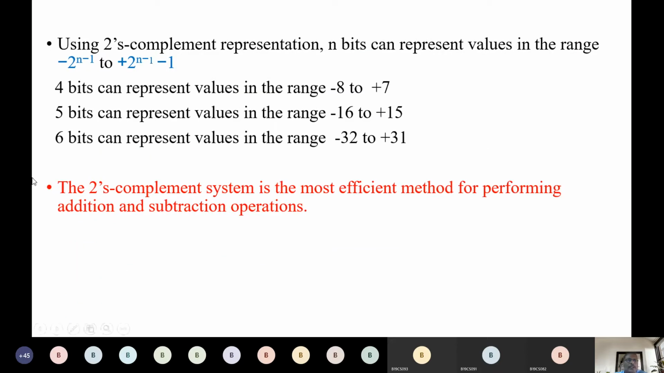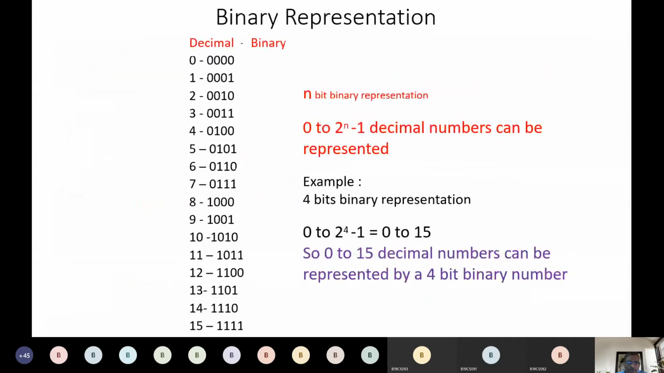As we already know, to represent a 4-bit binary, how many decimal values can we represent using 4-bit binary? We already saw the formula: 0 to 2 to the power of n minus 1. So with 4-bit binary, we can represent these many decimal numbers.